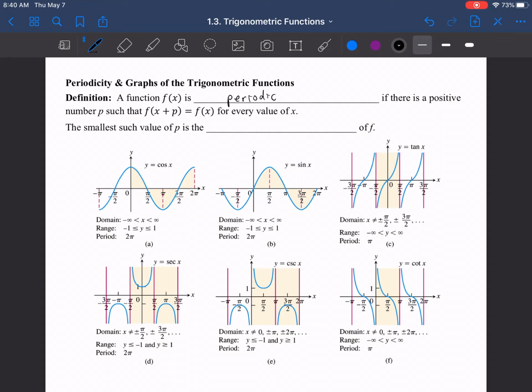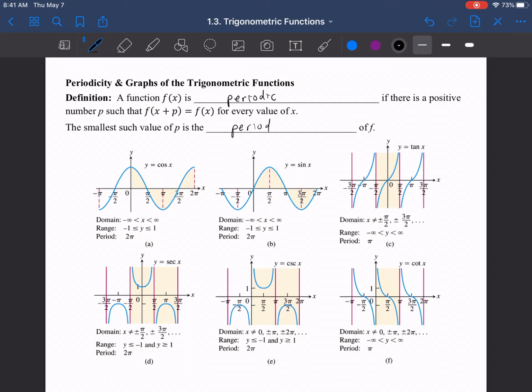Okay? And so you pick any point on there, and you can always move the same distance p to the right, and you'll end up back on the graph at the same location. And then that smallest such value that does that is called the period. All right? Think about period. Physically speaking, it's the amount of time that it takes for something to repeat. So if you're taking your physics class or something like that, it's going to be an amount of time.